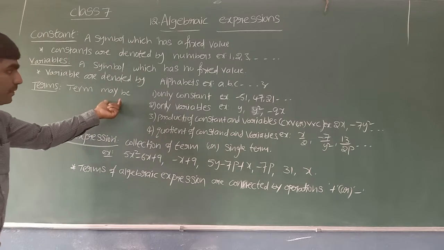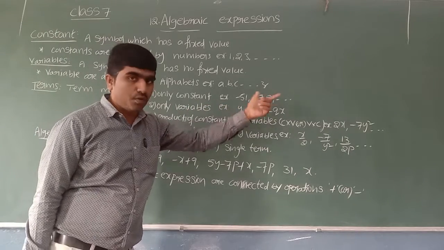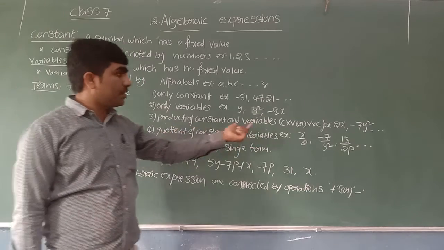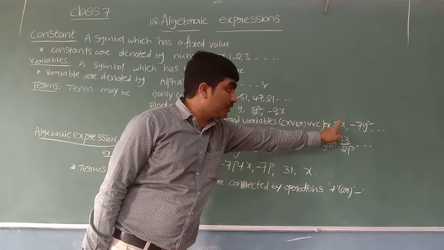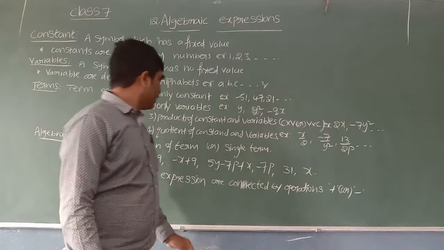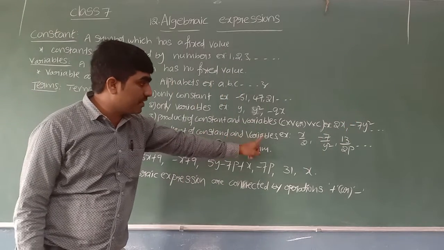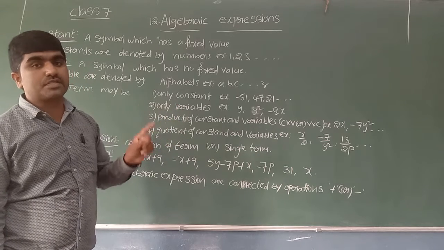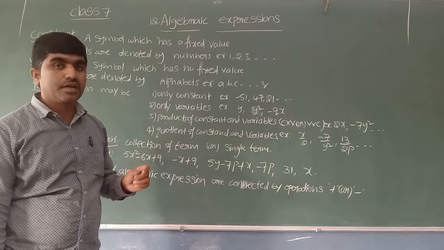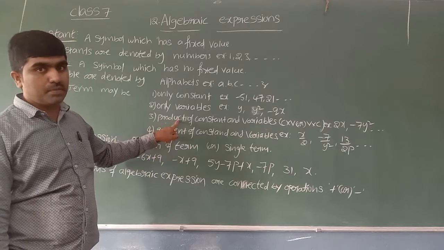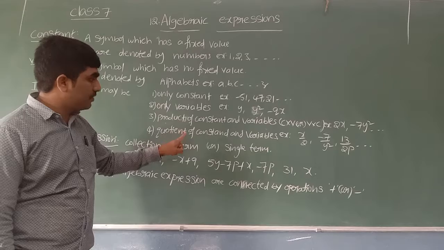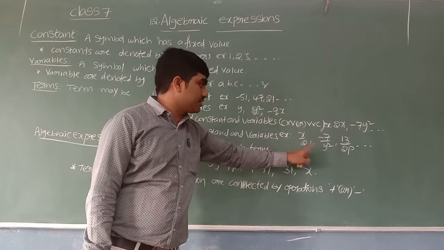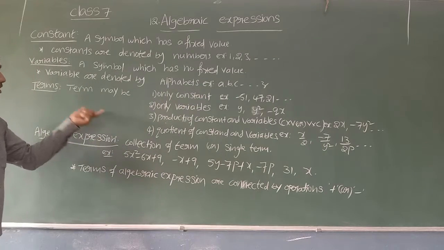I said a term may be only a constant, only a number, or only a variable, or it may be the product of a constant and variable or variable and constant, like 2 into x, 7 into y square, or it may be the quotient of constants and variables. Here the word quotient means division. Sum is nothing but addition, difference is subtraction, product is multiplication, and quotient is division. Division of a constant and variable, or variable and constant. This is about a term.